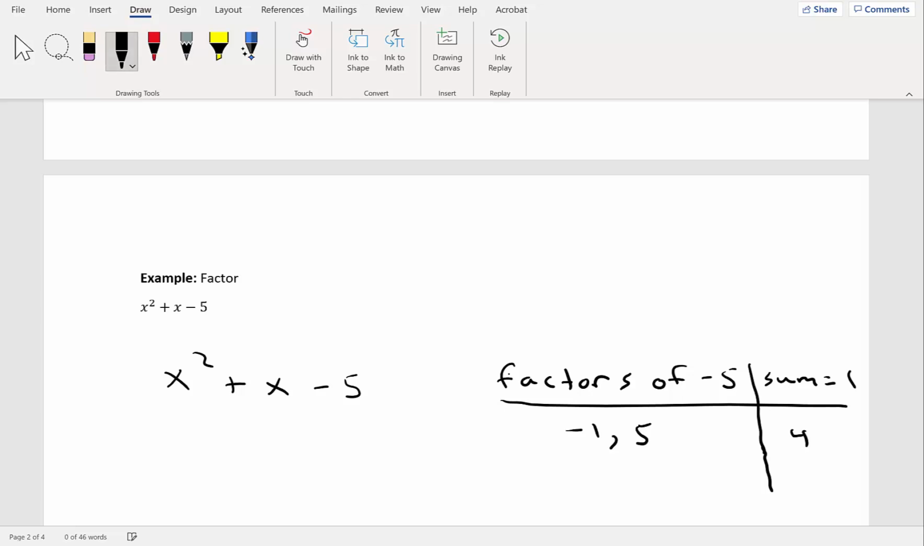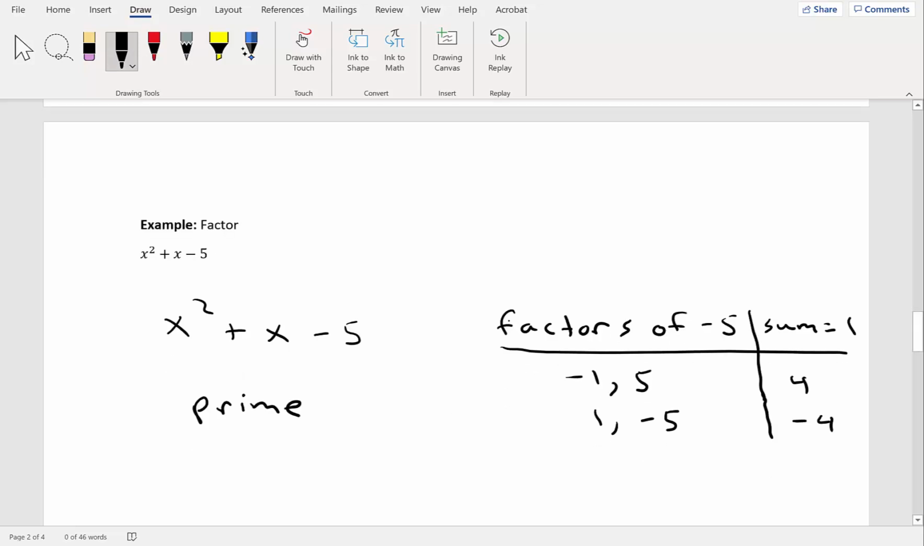But if I add those together, it gives me 4. I could try positive 1 and negative 5, but that gives me negative 4 if I add them. And now there aren't any other numbers that multiply to negative 5. So in both of these cases, we don't end up with the right combination because none of them add up to 1. So in this particular case, this trinomial is prime. This cannot be factored. So you could put prime, or you could put can't be factored.